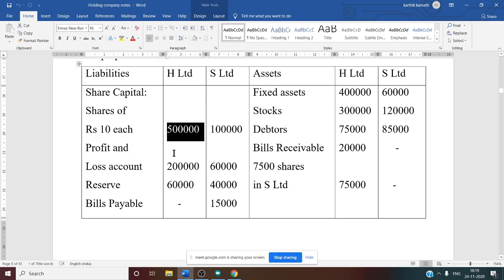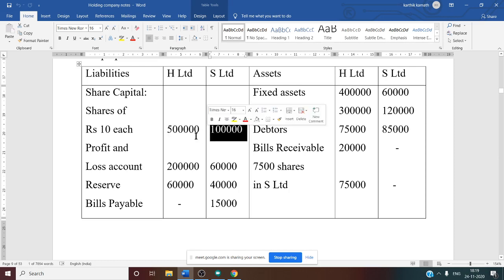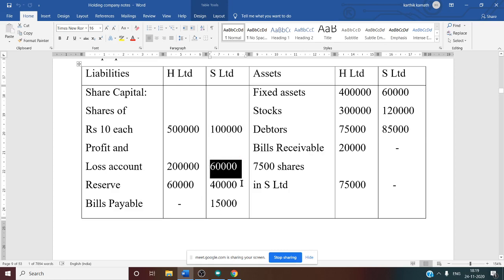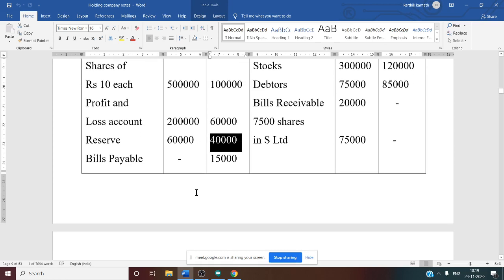Why only in the balance sheet? Because it is not utilized whenever we are doing the working notes. For all the working note calculations, we want subsidiary company information only. So here we want the subsidiary company share capital, the profit and loss account of the subsidiary, the reserves of the subsidiary. Then there is bills payable.